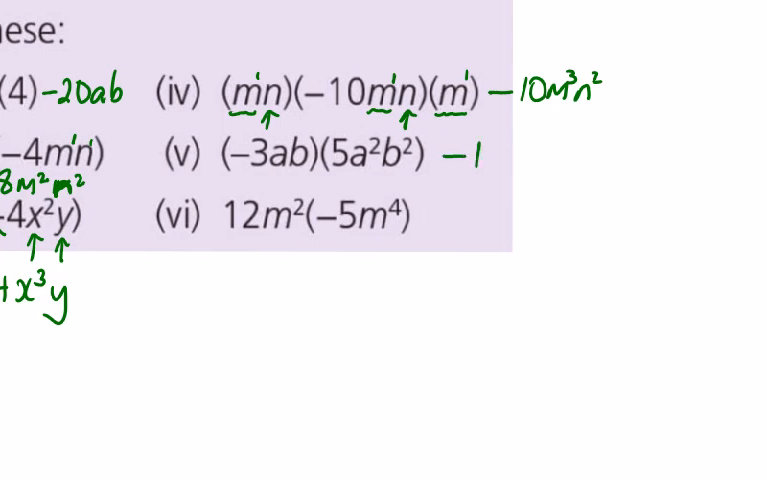Number 5, we have 1 minus sign, so it's a minus. We have 3 by 5 is 15. We have a by a squared. So that's my 1 and 2 is a to the power 3, or a cubed. And we have b by b squared, which is b to the power 3. In number 6, we have 1 minus sign. 12 fives are 60. Use your calculator if you're not sure. And we have m to the power 2 by m to the power 4. 2 and 4 is 6.